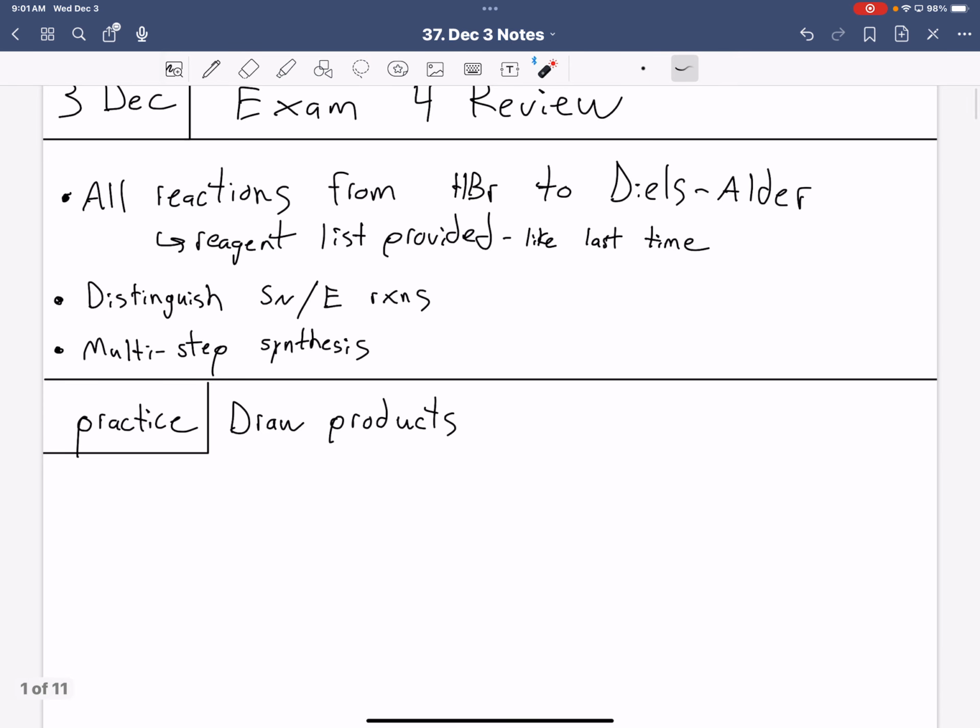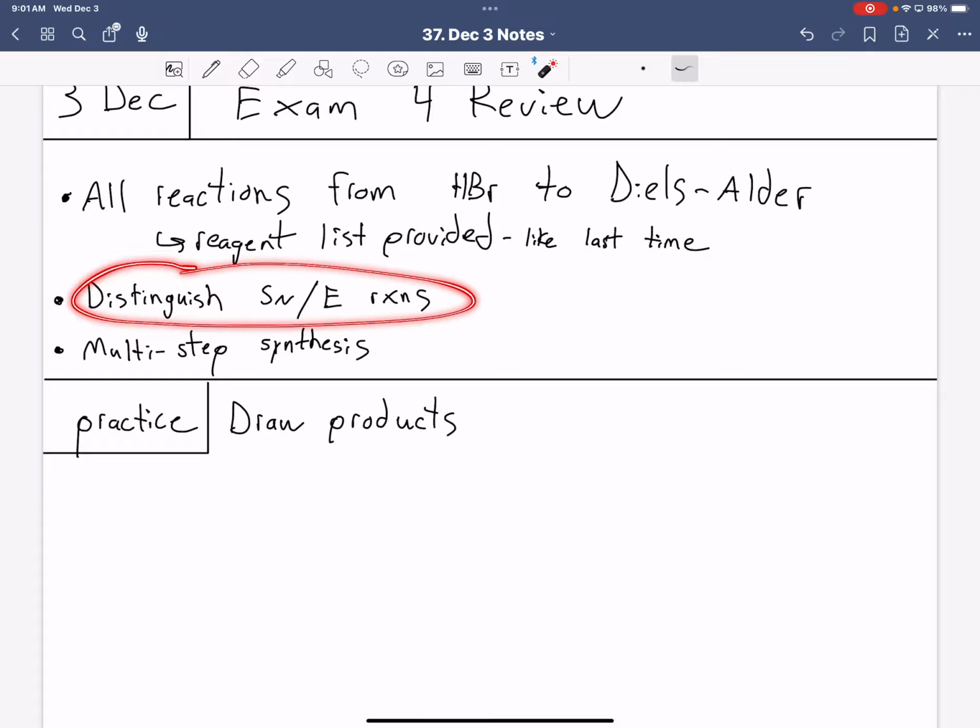So yeah, you want to know all the reactions. As I said, this course is cumulative. Everything comes back. There will be multi-step syntheses on the exam where every reaction's fair game. You might need to pull something out from a couple weeks ago. But you will still have that list of reagents like you did on the last exam. So you just got to know what they do.